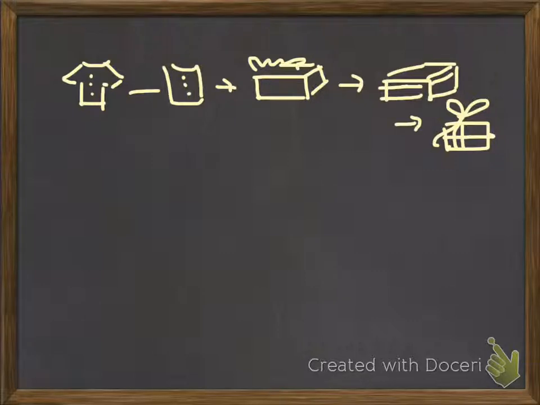So we start with a shirt, we fold it, we put it in a box with tissue, we close the box, and then we wrap the box. So when we unwrap it, we're going to do everything exactly backwards. We're going to take off the bow, we're going to open the box, we're going to take the shirt out, and then we're going to unfold it. So we're back to where we started.